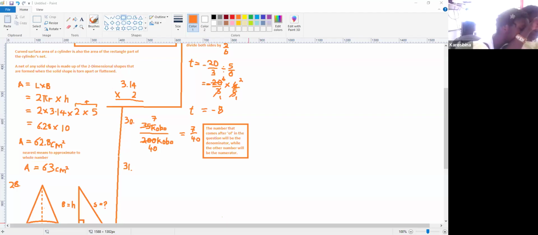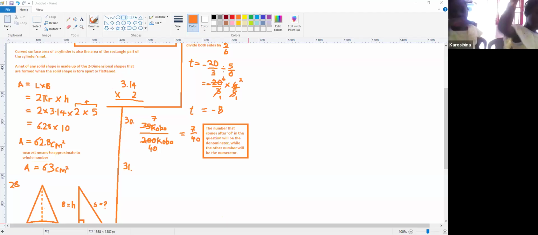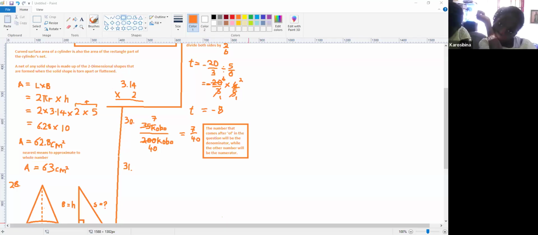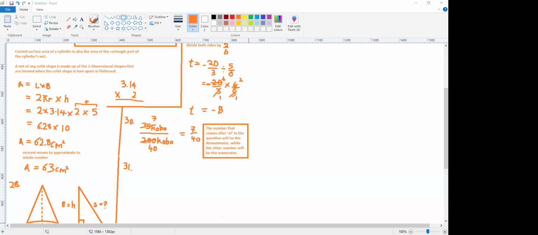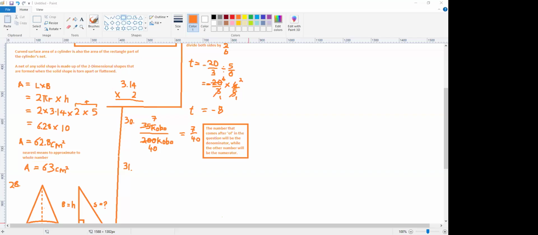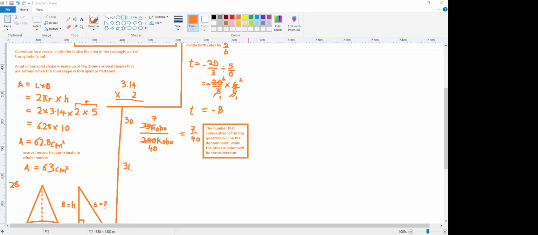Now the question is, who won the race? Let me ask you a question. If you look at what you have here, who do you think will win the race? They started at the same time. Olu. Why do you think Olu will win the race? Because he has the highest speed. Thank you. You're right.